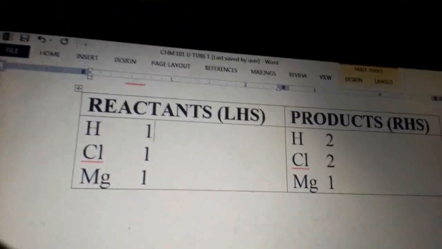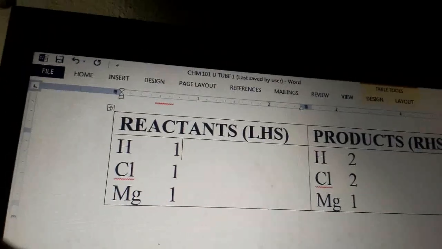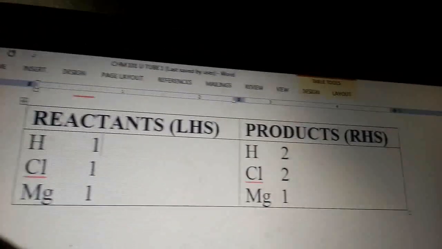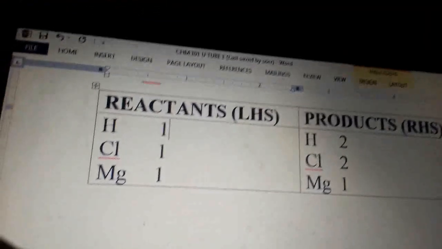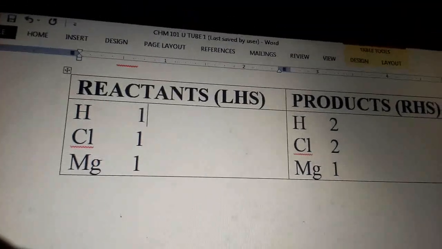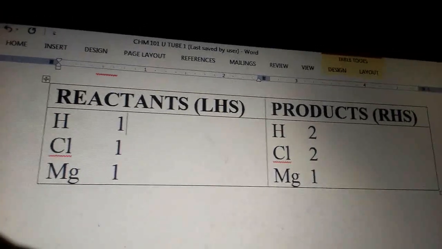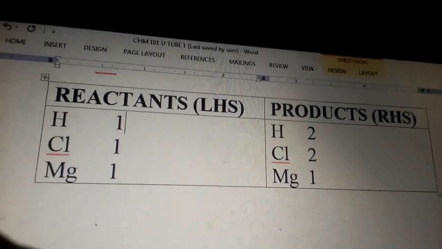So we look at the table. Hydrogen atom is not balanced. We have one atom on the reactant side and two atoms on the product side. Likewise, chlorine atom is not balanced. We have one atom on the reactant side, left-hand side, and then two of chlorine on the right-hand side.